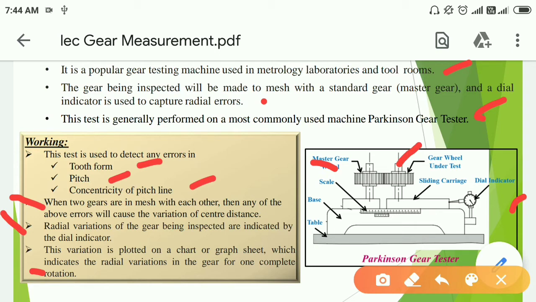Here it is movable with the help of some spring arrangement. Here a scale is provided and one dial indicator is provided. Once it starts rotating, if any variations are there, there will be a movement of this spindle in this direction, and that is recorded with the help of the dial indicator and some plotter graph arrangement. The measurements can be done of tooth form, pitch, and we can also find out the concentricity of the pitch line.